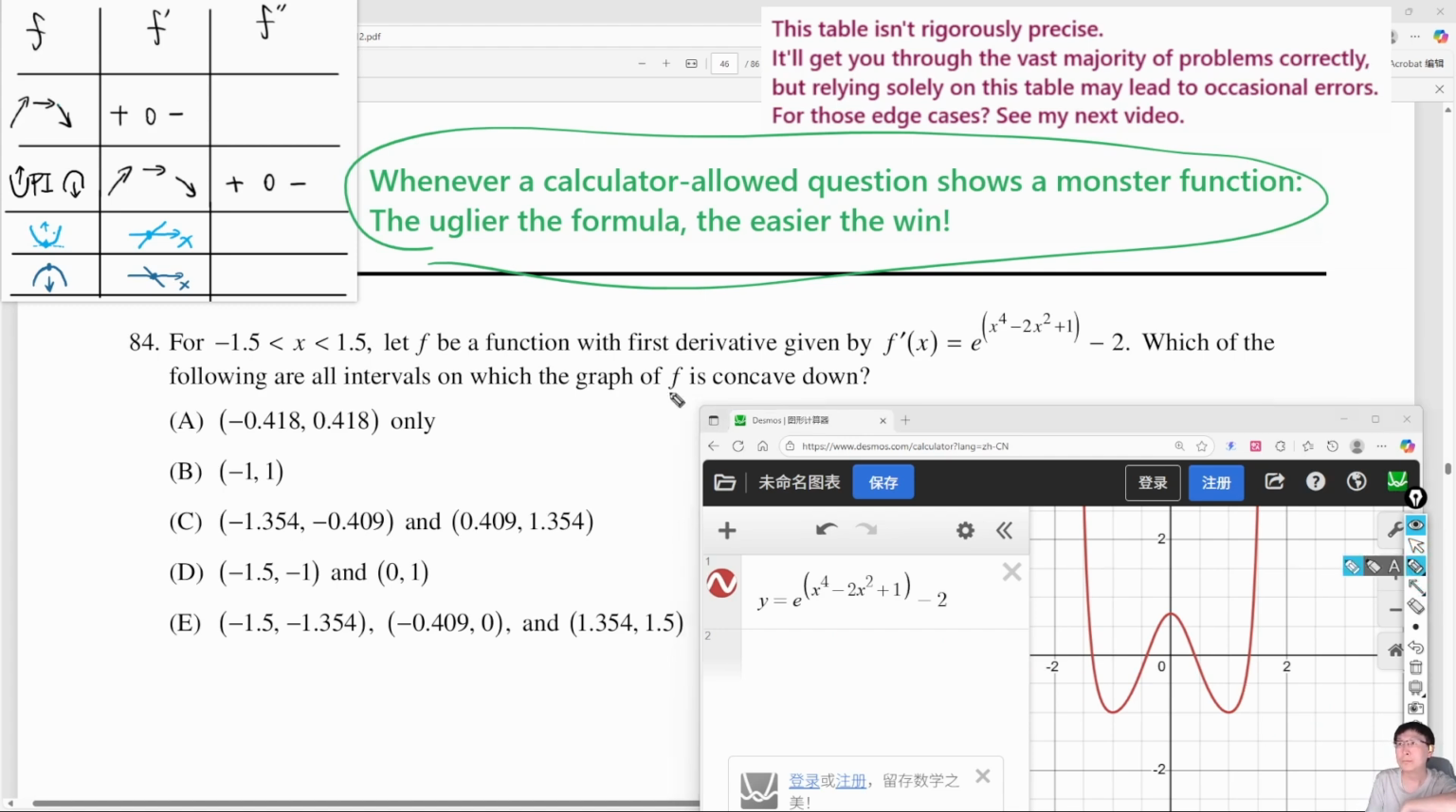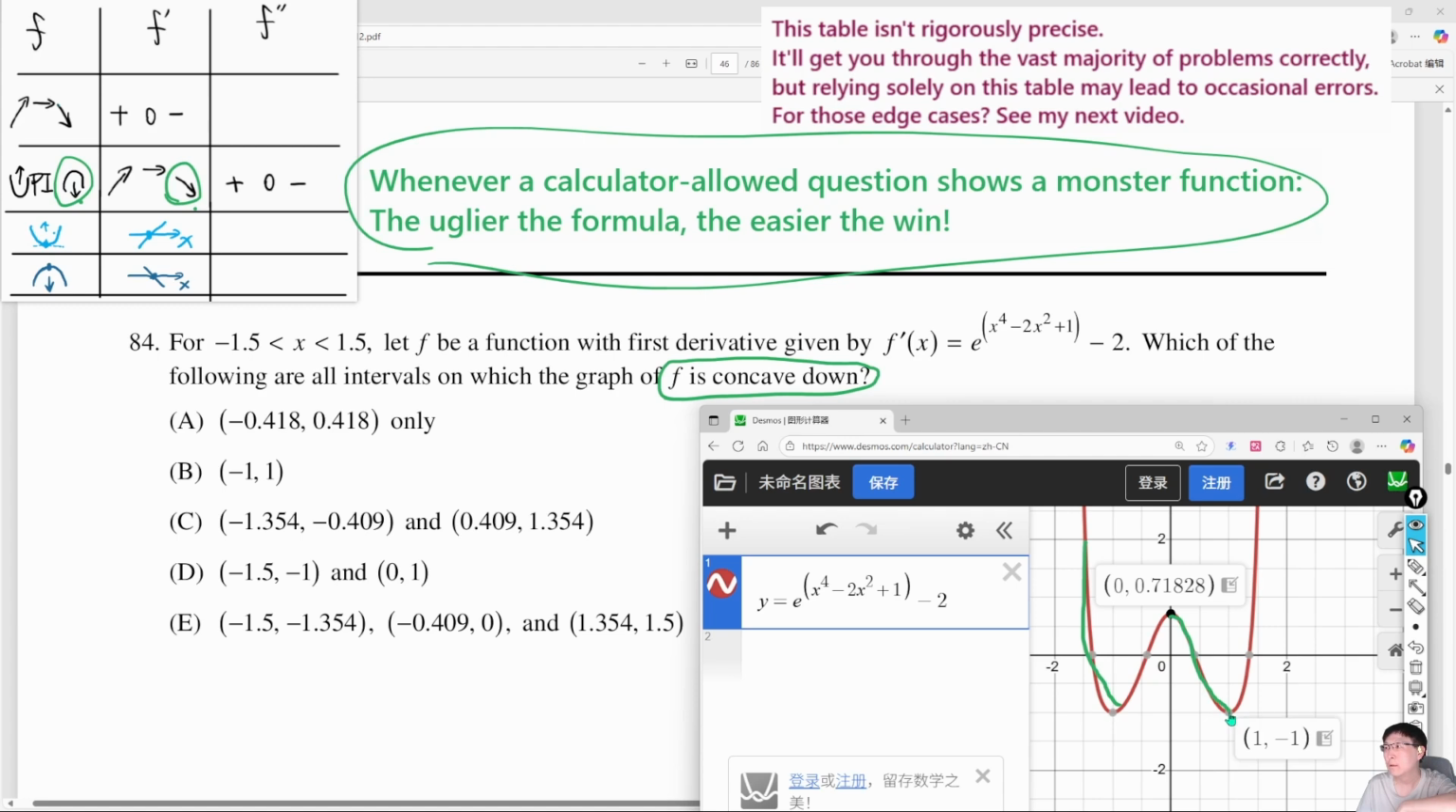This time, f concave down. F concave down matches where f prime is decreasing. And we can find that 0 to 1, negative 1.5 to negative 1. And D is the correct answer.